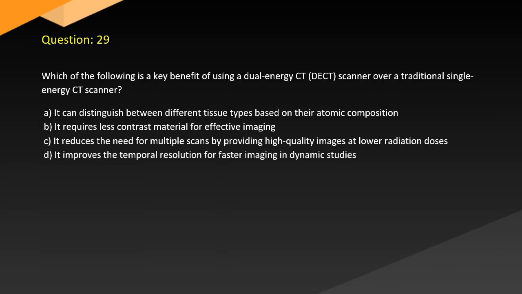Question 29. Which of the following is a key benefit of using a dual-energy CT, DECT, scanner over a traditional single-energy CT scanner? A. It can distinguish between different tissue types based on their atomic composition. B. It requires less contrast material for effective imaging. C. It reduces the need for multiple scans by providing high-quality images at lower radiation doses. D. It improves the temporal resolution for faster imaging in dynamic studies.